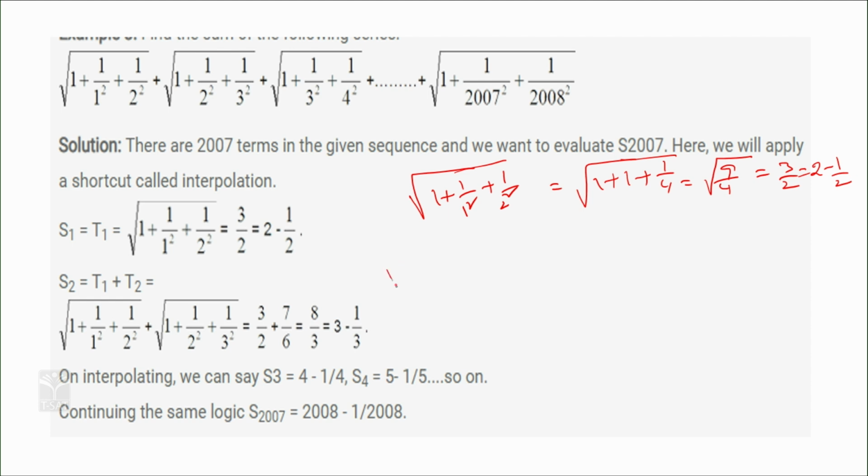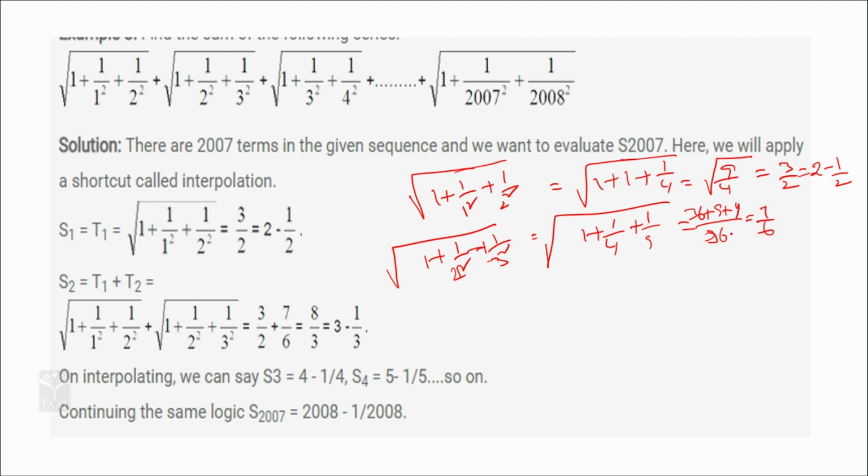Now the second one, 1 plus 1/1 square plus 1/2 square plus 1/3 square. Its value is 1 plus 1/4 plus 1/9. So what is this value? Simply, 36 is the LCM. 36 plus 9 plus 4 means 49. 49/36, root of that is 7/6. So this value is 7/6.